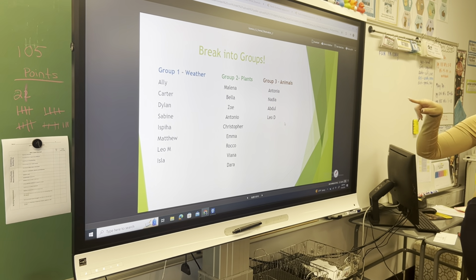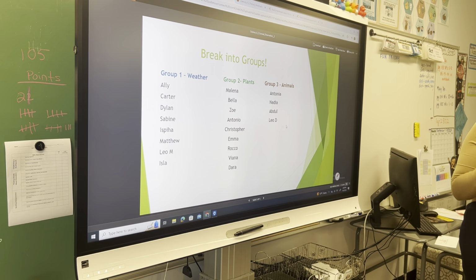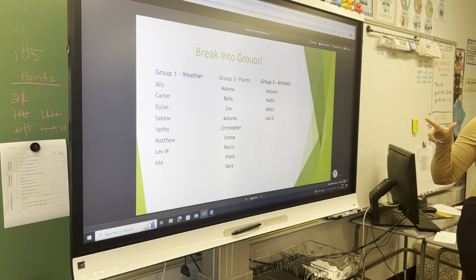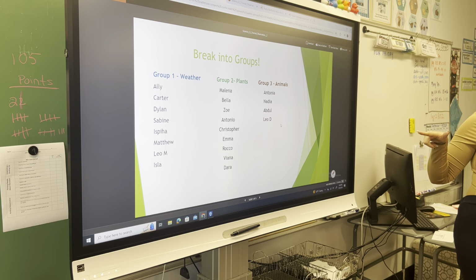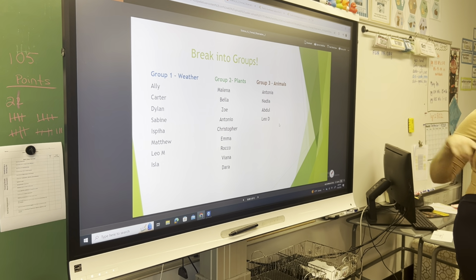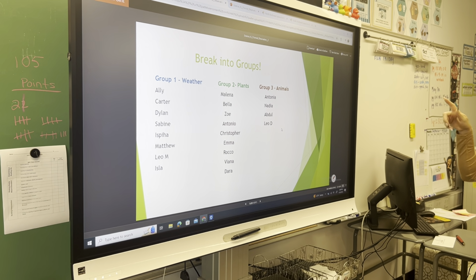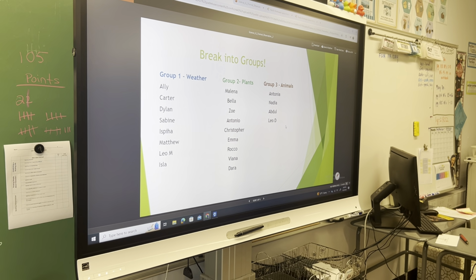Then group 2 is gonna be researching plants. That's gonna be Milena, Bella, Zoe, Antonio, Christopher, Emma, Rocco, Viana, and Dara. And then group 3 is gonna be animals. I'm gonna be working with group 3 in the back. It's gonna be Antonia, Nadia, Abdul, and Leo D.